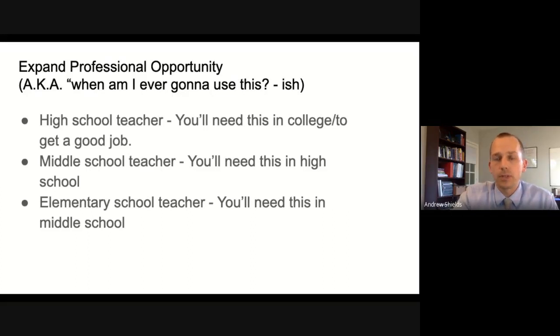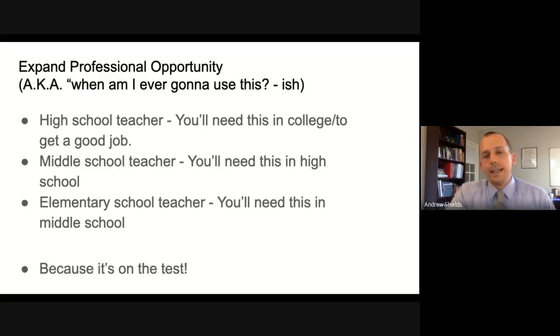And then everybody's favorite, of course, you need to know this because it's on the test. Now, aside from the last one, that type of thinking is not inherently wrong. That is how math works. It builds upon itself. And the ultimate goal is to go to a good college, to get a good job, both of those things, one or the other, both, hopefully. So that's a good thing, but let's go a little bit deeper here.